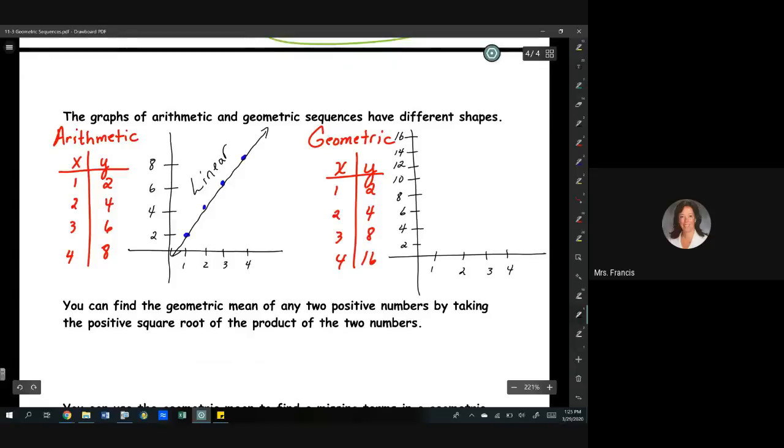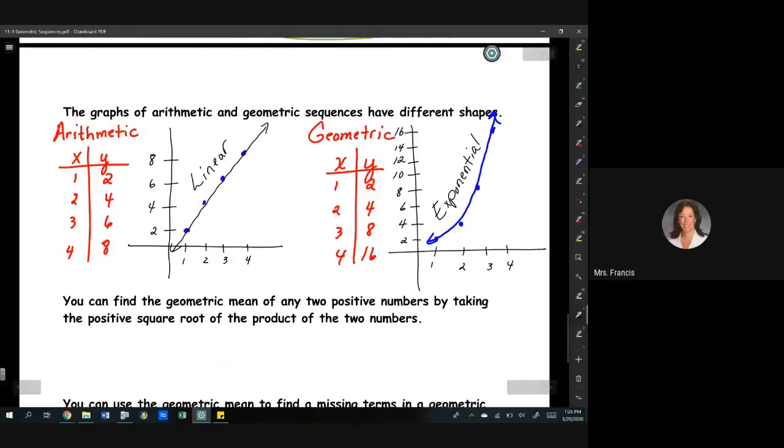Now, if we plot our other graph, our geometric graph, we've got 1 and 2, 2 and 4, 3 and 8. Whoa, all of a sudden you jump up a lot, right? 4 to 16. And so I don't know if you notice what this shape is. Okay, but this is an exponential graph. So all graphs of arithmetic sequences are linear. All graphs of geometric sequences are exponential.